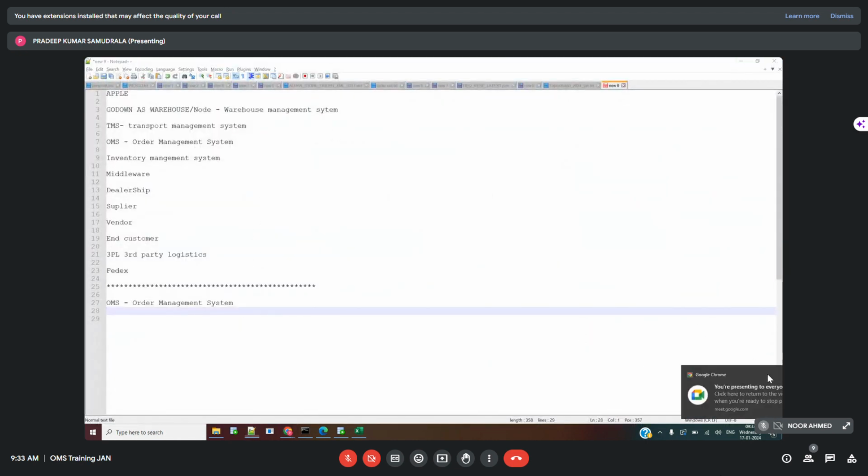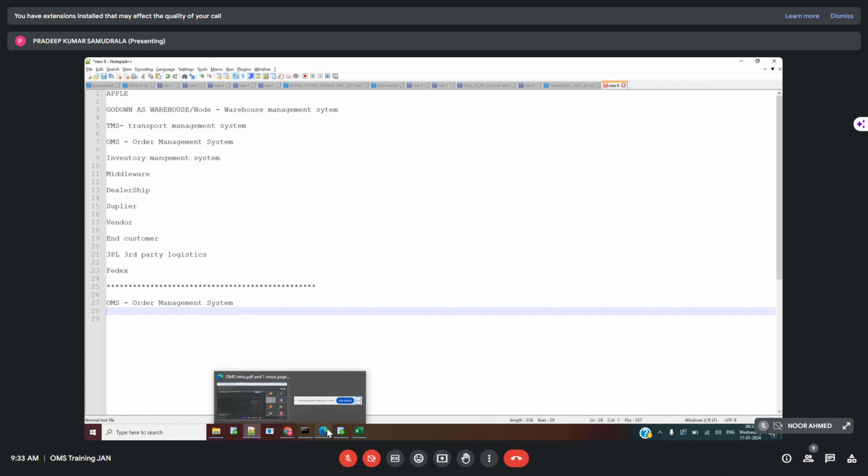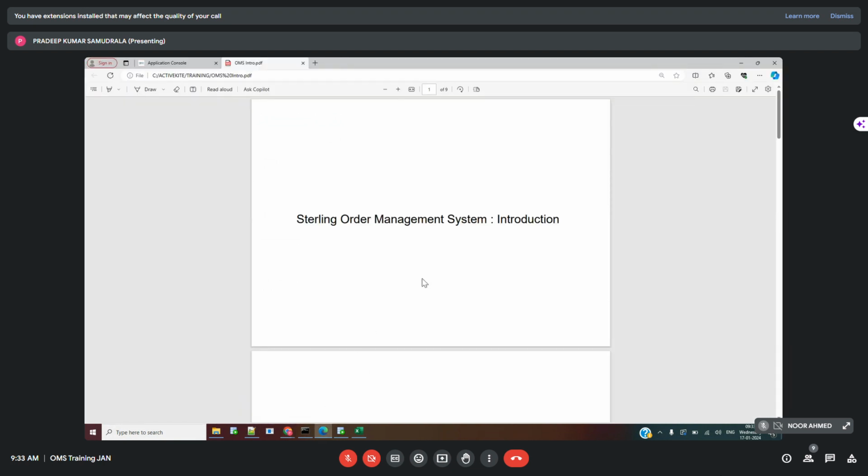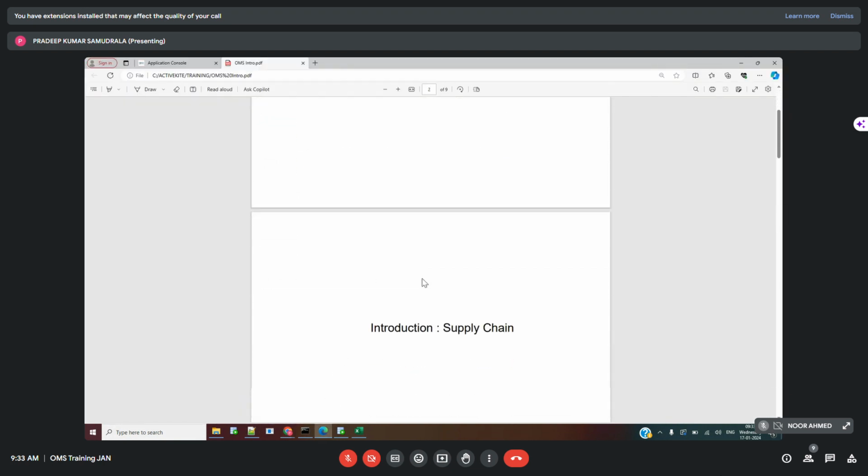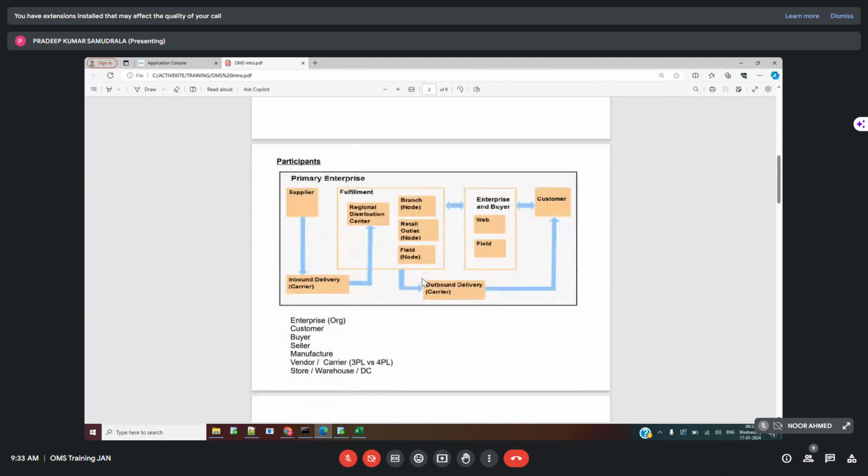On this, we have a couple of slides just to understand the Sterling order management system. So I will just show you guys. As we were just discussing on supply chain management or order management system, these are the different participants involved as part of the entire order flow.